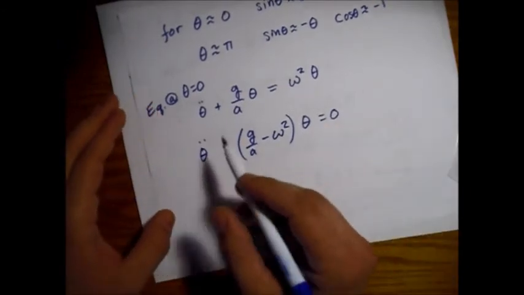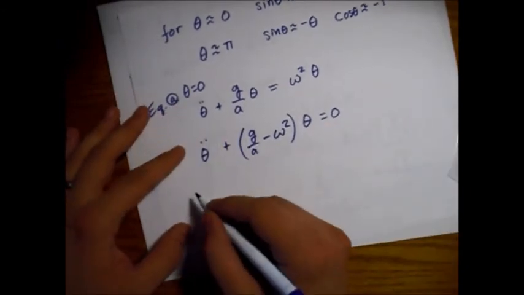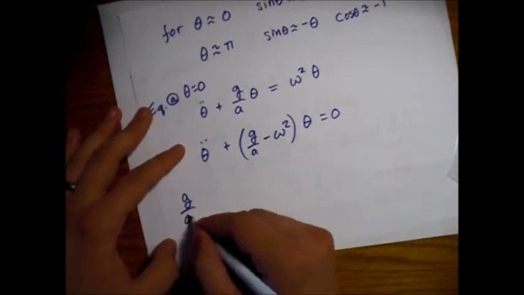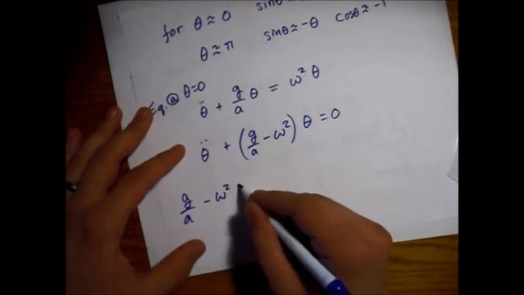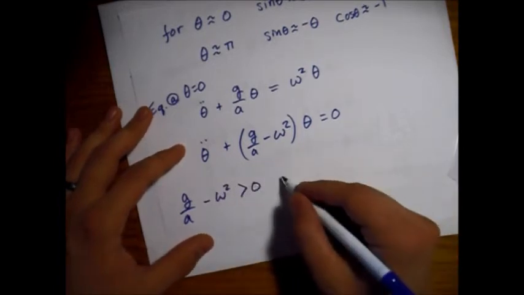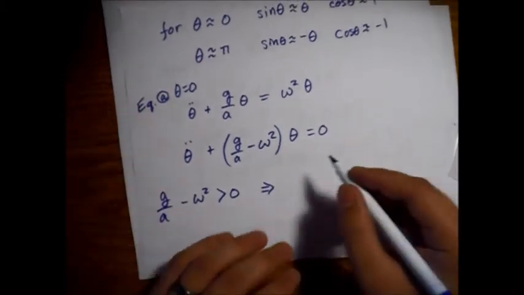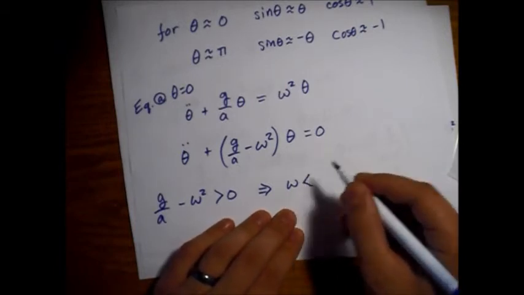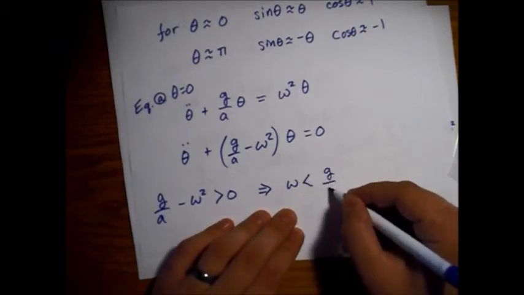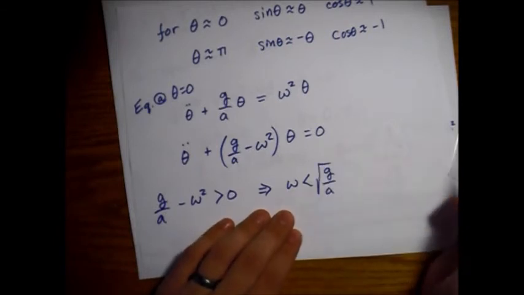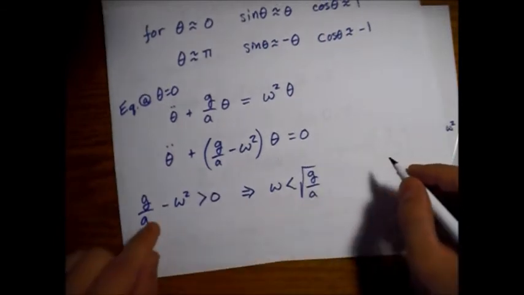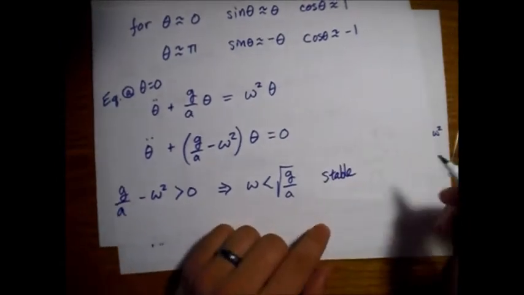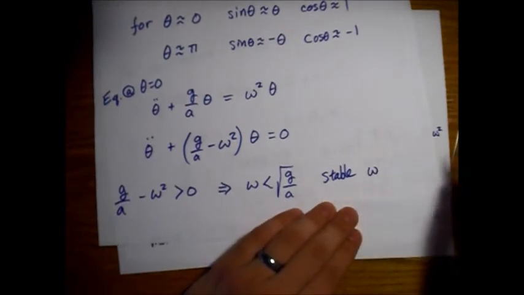So for, all right, let's write it out. g over a minus omega squared greater than 0. This tells us that omega is less than the square root of g over a. Okay. This is going to give us stable equilibrium with oscillations.